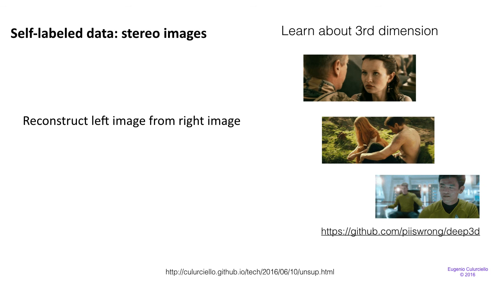Next, we will discuss self-labeled data. So in this case, for example, in this work, people have taken an image from the left and tried to reconstruct an image from the right, again with an encoder-decoder architecture, very similar to what we've seen before. And they're able to generate from a single image very interesting results, the ability to sort of turn them into 3D, which is quite cool.